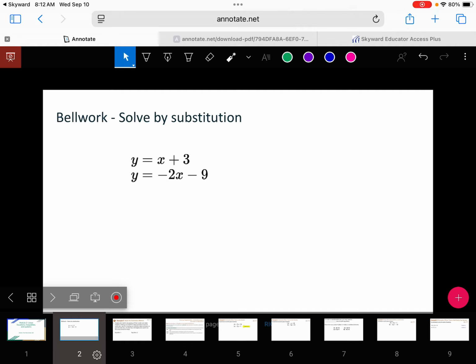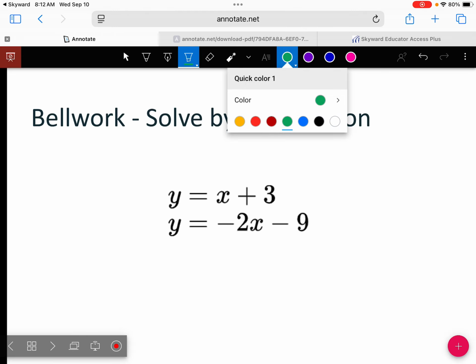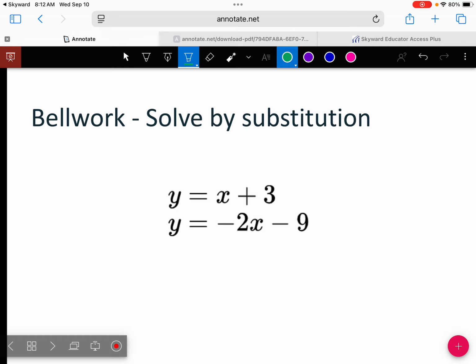Let's go ahead and take a look at this forward. We're asked to solve this with substitution. That's what we were doing yesterday. So what can we do here? How can I solve this with our substitution? What do we need to do?